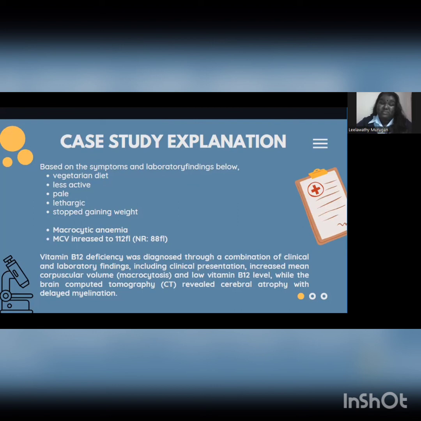Apart from the symptoms, the laboratory findings such as microcytic anemia and the MCV, which is increased to 112 FL, are also associated with vitamin B12 deficiency. So basically, vitamin B12 deficiency was diagnosed through a combination of clinical and laboratory findings, including clinical presentation, increased mean corpuscular volume, microcytosis, and low vitamin B12 level, while the brain computed tomography CT revealed cerebral atrophy with delayed myelination.